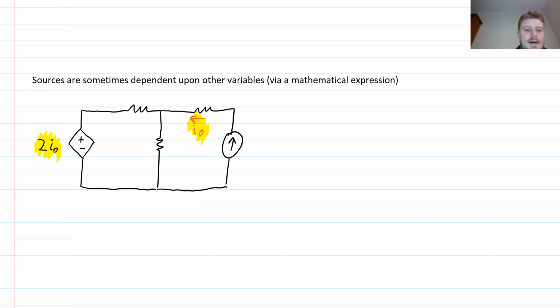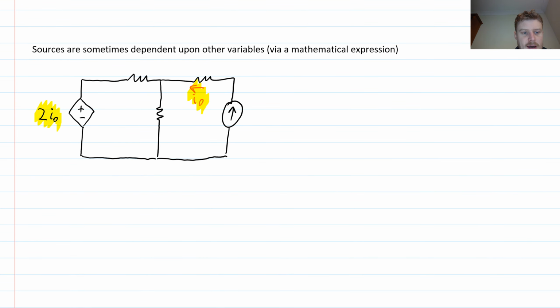We can also have dependent current sources. So let me just make a note here. This is a dependent voltage source, and I know that it's a voltage source because it's labeled with little plus minus. Dependent voltage source, and that's because it has the little plus minus.